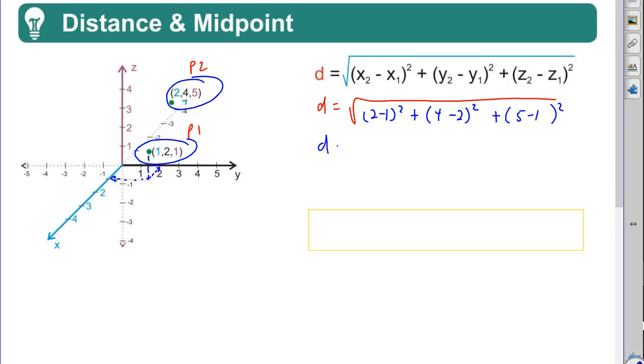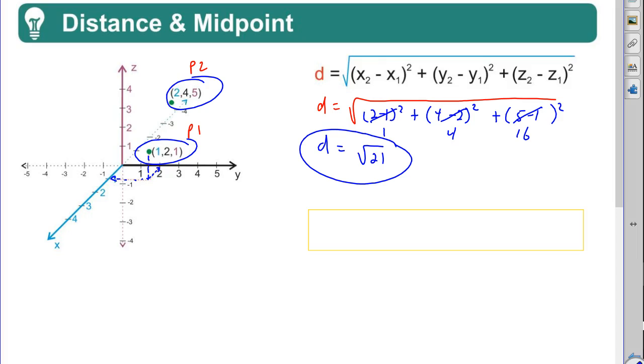Okay, so where are we at? This is a 1, so 1 squared is 1. This is a 2, so 2 squared is 4. This is a 4, so 4 squared is 16. So what do we have? The square root of 21. What's the distance between those points? The square root of 21, what is that? Somewhere around 4 point something, right? 4 point something. So we found the distance.